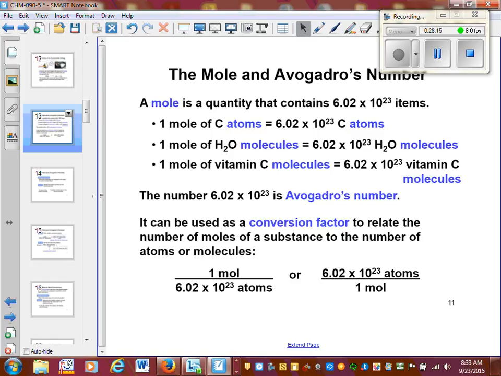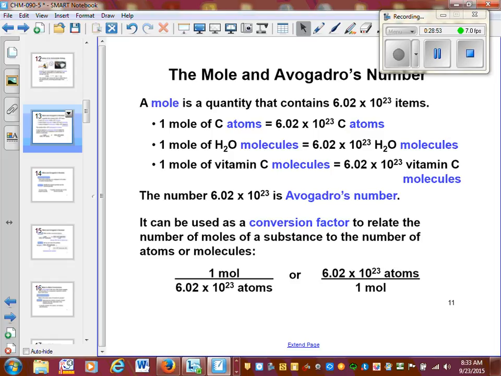So 1 mole of carbon atoms is 6.02 times 10 to the 23rd carbon atoms. A mole of water molecules is 6.02 times 10 to the 23rd water molecules. A mole of vitamin C molecules is 6.02 times 10 to the 23rd vitamin C molecules. 6.02 times 10 to the 23rd oranges is how many oranges? 1 mole. Thank you. Just like 12 eggs is 1 dozen. And 6.02 times 10 to the 23rd anything is 1 mole of that.